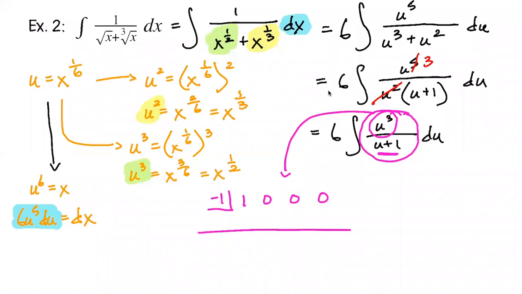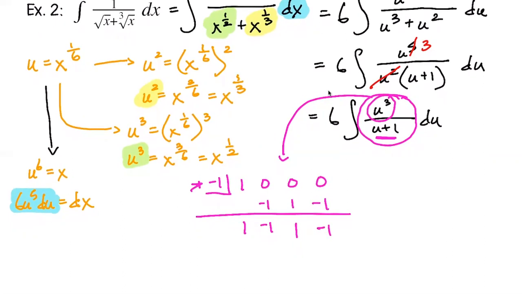Skip a line, draw a line. And I'm going to take the first number, bring that down to the bottom. And now every time I go diagonally, I'm going to multiply. And every time I go vertically, I'm going to add. So -1 times 1 will give me -1. And 0 plus -1 is -1. And then I start back over here again. -1 times -1 is 1. And then 0 plus 1 is 1. I'm going to do that one more time. -1 times 1 is -1. 0 plus -1 is not 0, it is -1.